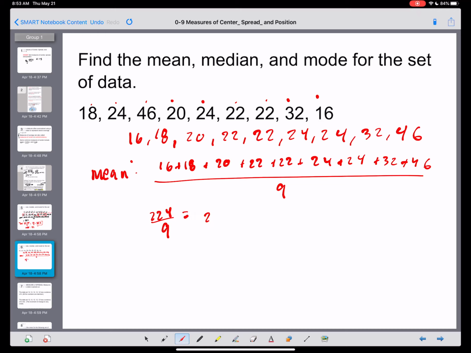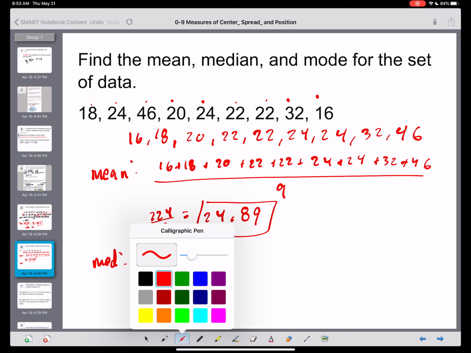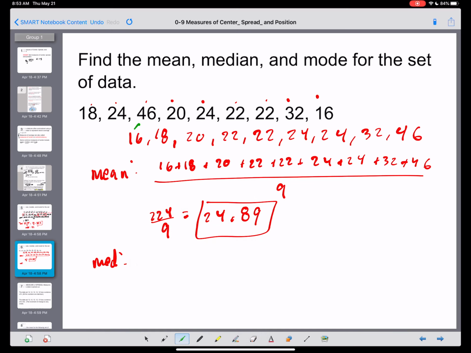So I'm getting about 24.89. I'm just going to round to 2 decimal places. The median, just finding the middle number, so I'm just going to mark, boom, boom. So I'm like that. My middle number is 22. I don't have to add and divide by 2 because that's just it.